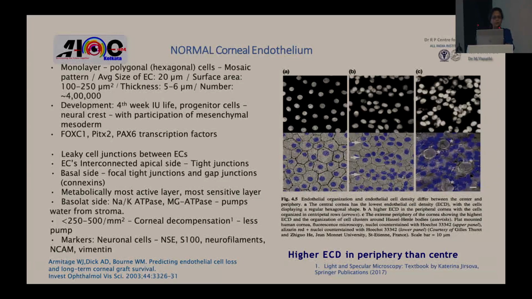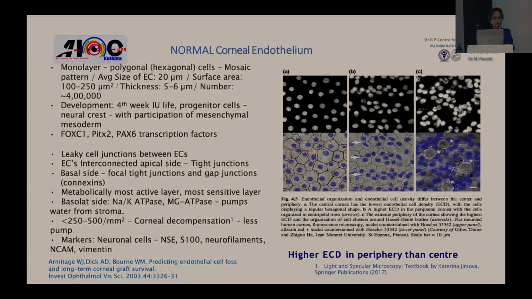At birth, we all have something close to 4 lakh endothelial cells in each of our eyes. This develops in the 4th week of intrauterine life, and the FOXC1, PITX2, PAX6 transcription factors are implicated, and that's why any genetic anomalies involving these are going to affect the endothelium.